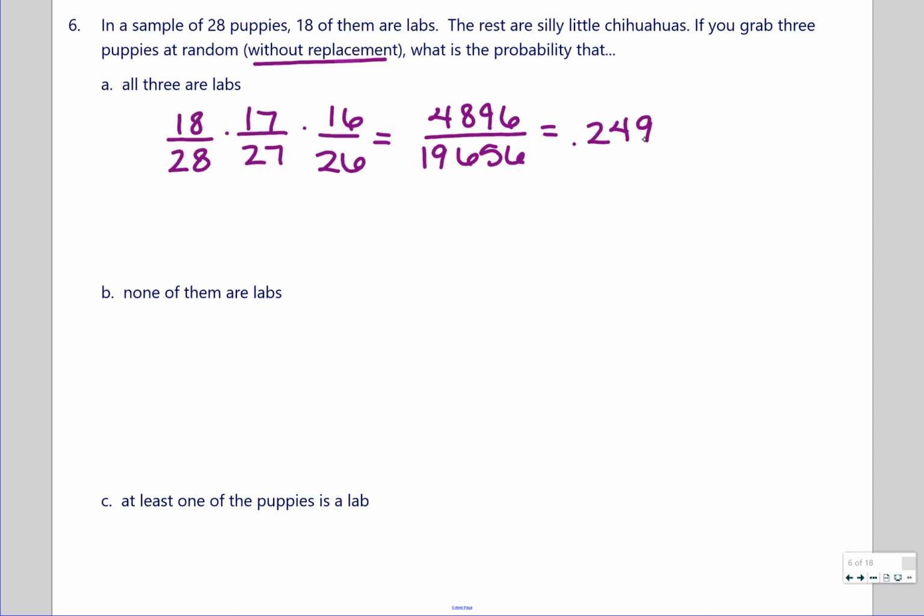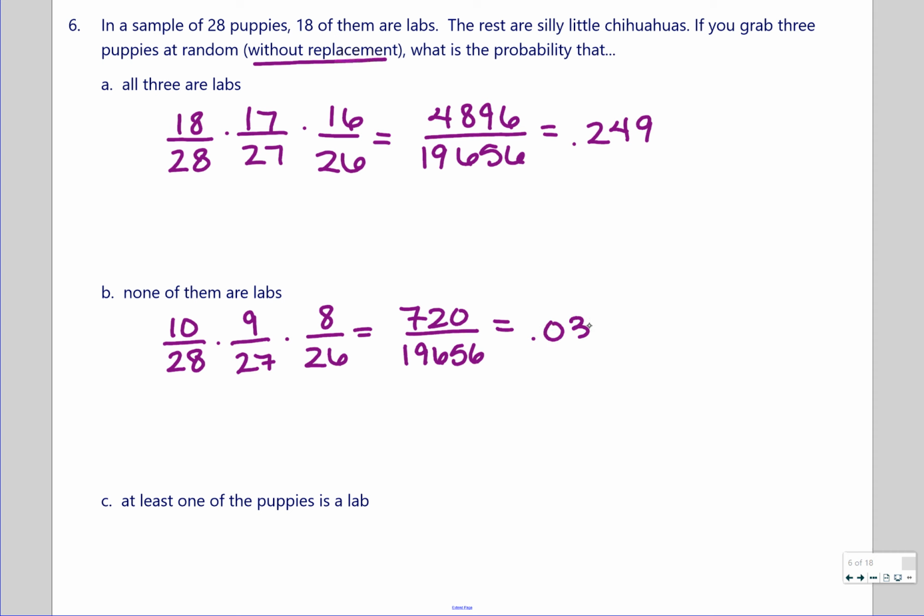0.249. Okay. What is the probability that none of them are labs? Again, without replacement. So what's the probability that the first puppy you select will not be a lab? 10 out of 28. And then this is going to be similar, 9 out of 27, 8 out of 26. So on top, 720. On the bottom, I'm going to get that same number again that I had before. 0.037.